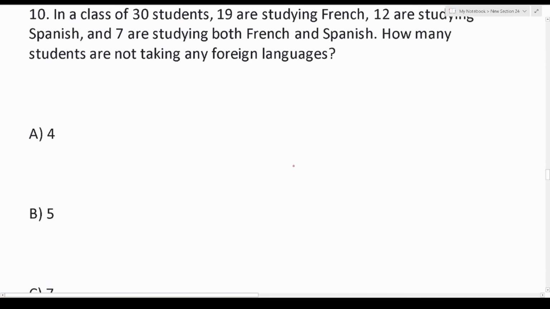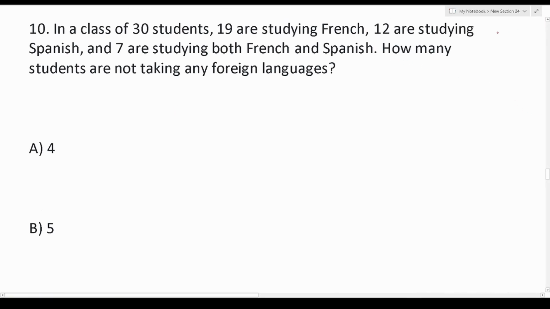All right, number 10 says, in a class of 30 students, 19 are studying French, 12 are studying Spanish, and 7 are studying both French and Spanish. How many students are not taking any foreign languages? So again, there's a lot going on in this problem. That said, there should be a clue that tells you how to solve this one. Again, 7 are studying both French and Spanish.